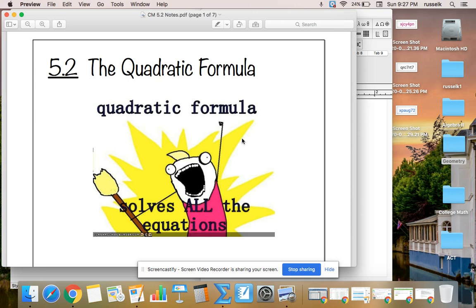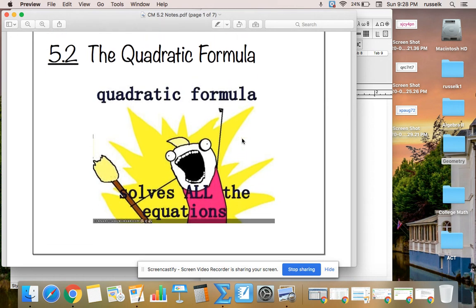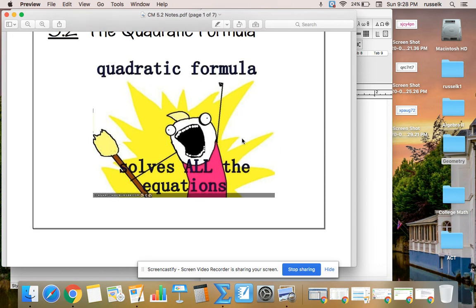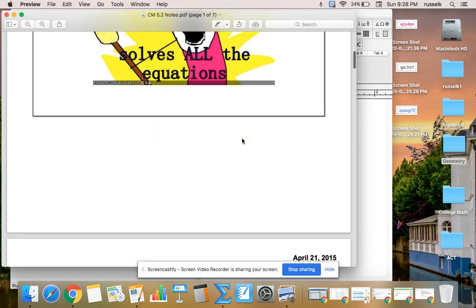Today we are covering section 5.2, which is the quadratic formula. The quadratic formula is something that we can use to solve any quadratic equation. Sometimes factoring works, there are other methods, but the quadratic formula works every single time, so that's why it's useful.